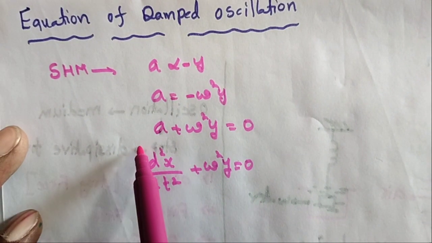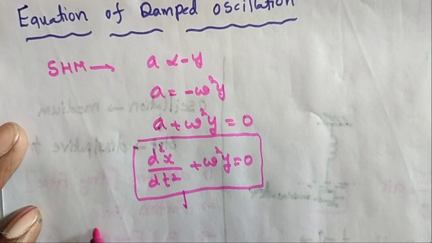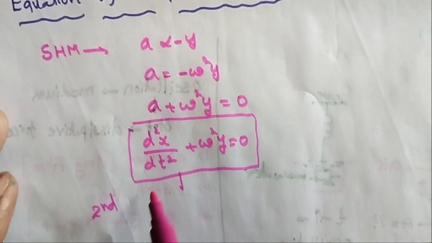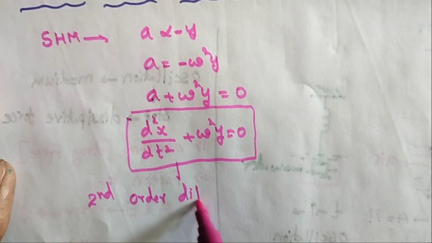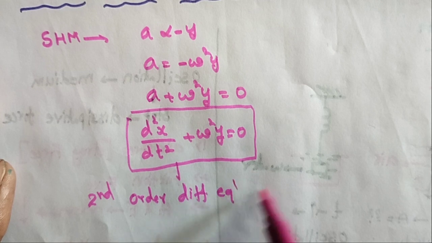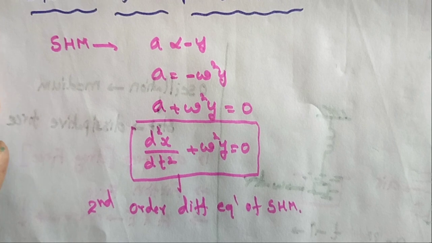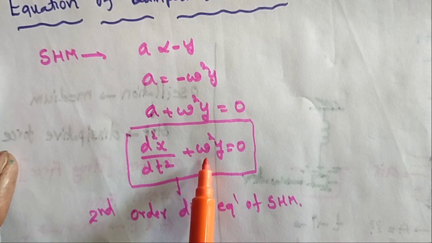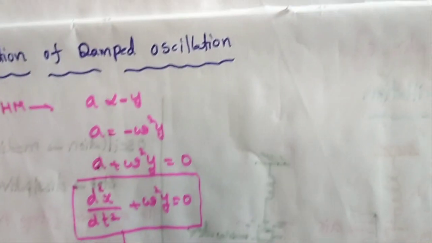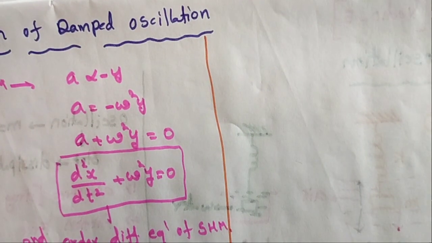So this is the second order differential equation of SHM. In simple harmonic motion, the second order differential equation is d square x by dt square plus omega square y. Now in damped harmonic oscillations, first, how many forces are acting?